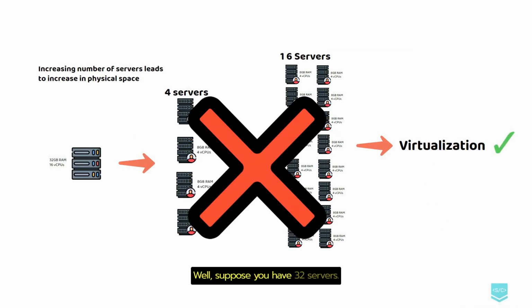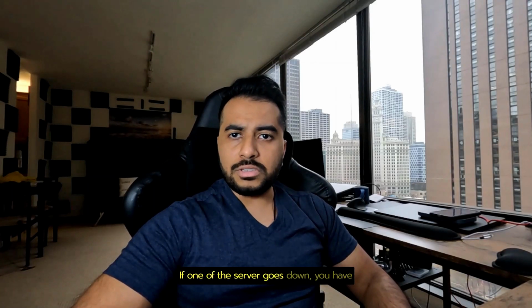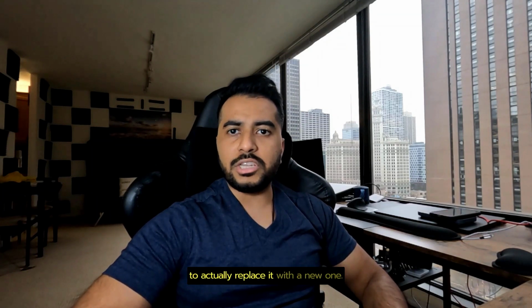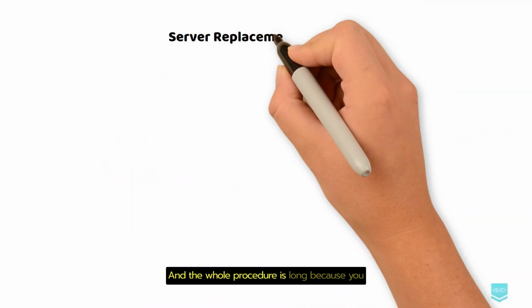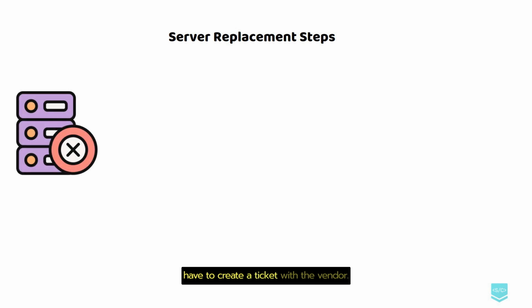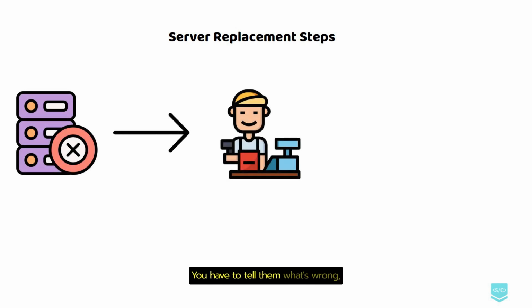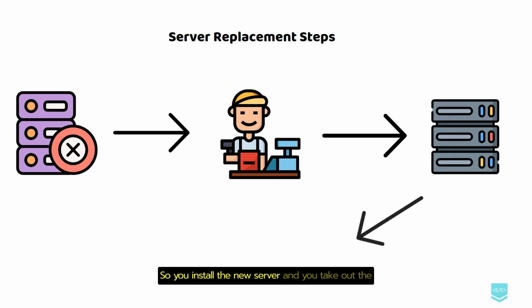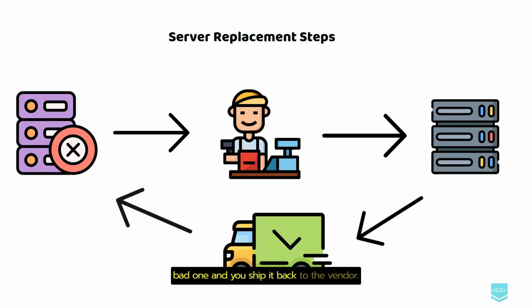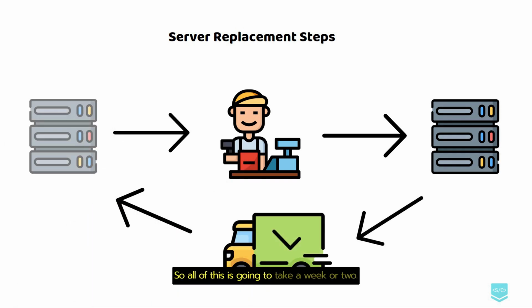Now, why do we want to use virtualization? Well, suppose you have 32 servers. If one of the servers goes down, you have to actually replace it with a new one. And the whole procedure is long because you have to create a ticket with the vendor. You have to tell them what's wrong. They will ship out a new server. So you install the new server and you take out the bad one and you ship it back to the vendor. So all of this is going to take a week or two.